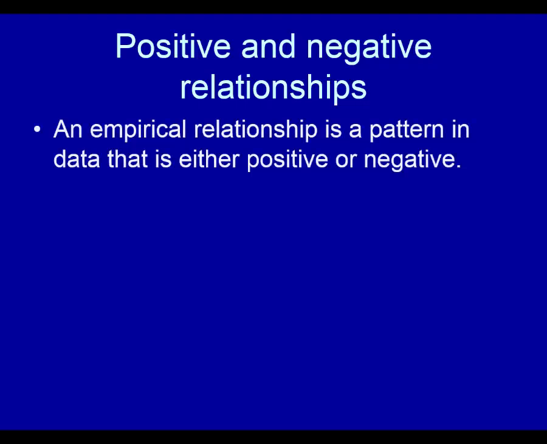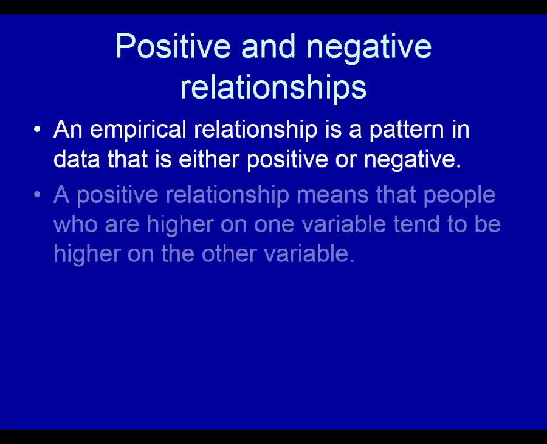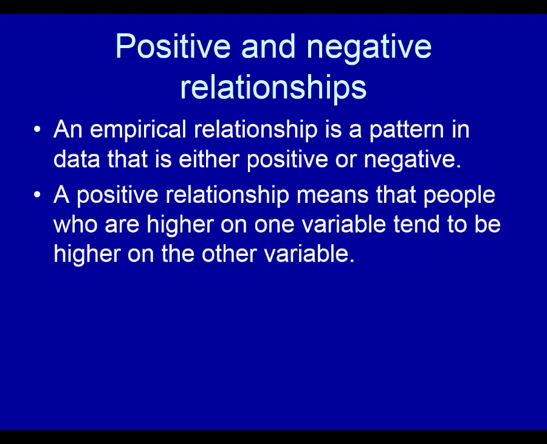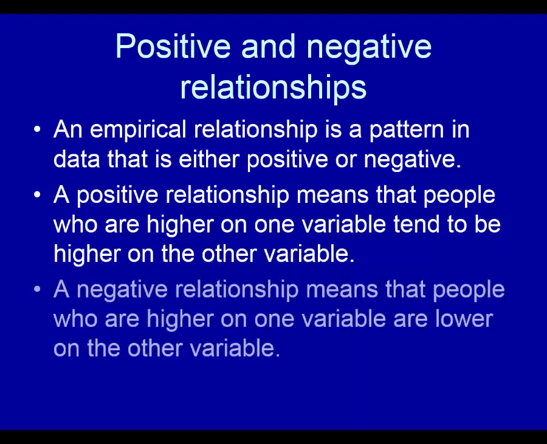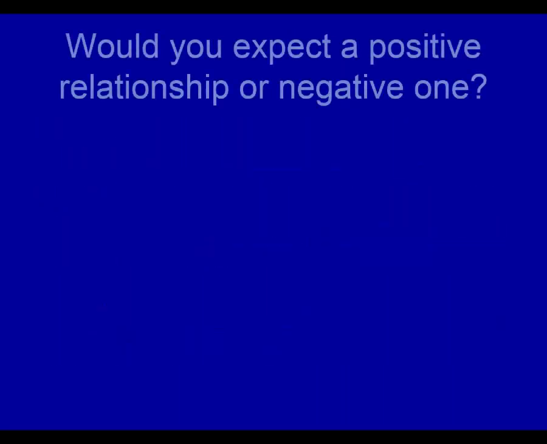Let's talk about positive and negative relationships. An empirical relationship is a pattern in data that is either positive or negative, or it could be no relationship at all. A positive relationship means the people who are higher on one variable tend to be higher on the other variable. A negative relationship means the people who are higher on one variable are lower on the other variable.